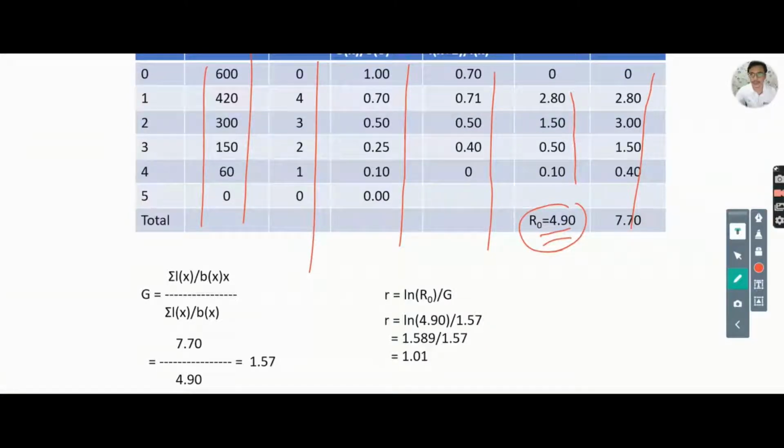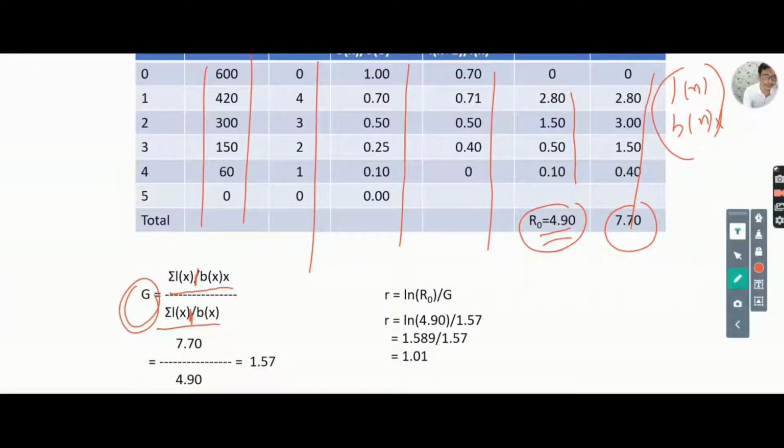Then this is Lx Bx x, the multiplication of all these. Also you can sum up, it is 7.70. So here this is the generation time, which is calculated as the sum of Lx Bx x divided by the sum of Lx Bx. So you will get 1.57.